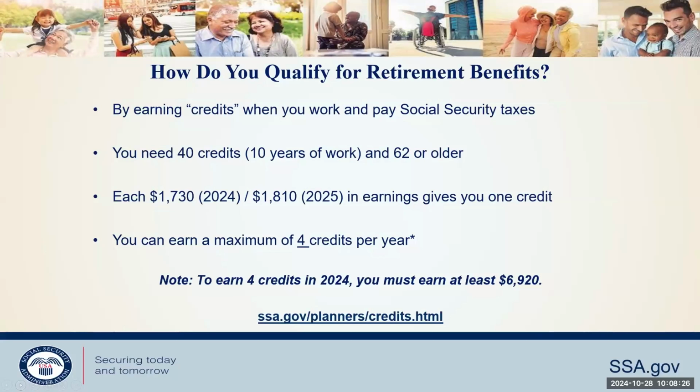Back in the day, you could only earn a credit, or a quarter of coverage, per quarter of the year, so it had to be earned in the quarter. They did away with that. If you gross $6,920 in 2024, you have your 4 credits. Now, you need 40 to be what we would consider insured for Social Security retirement benefits. So that's roughly, for most of us, a 10-year work history. The earliest anyone can file for Social Security retirement is the age of 62.